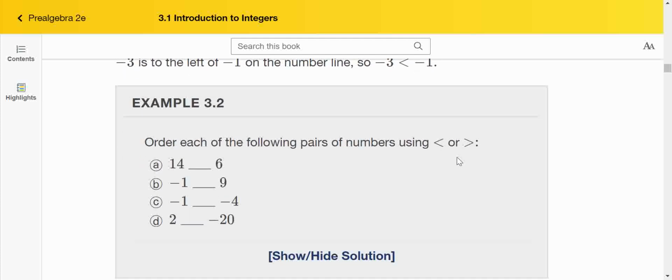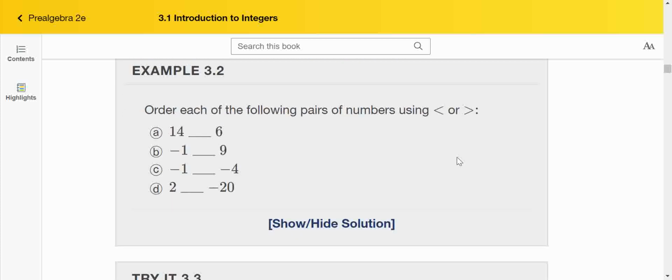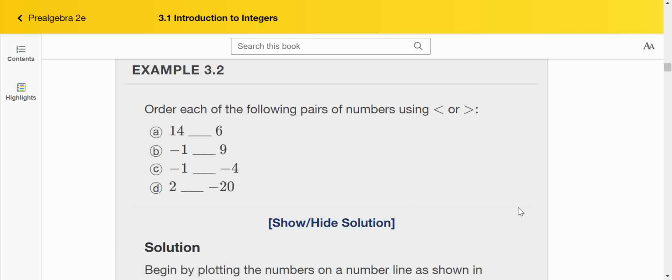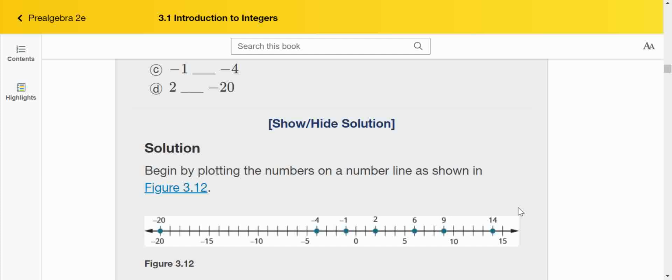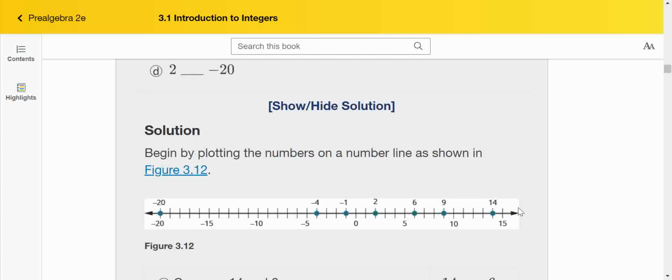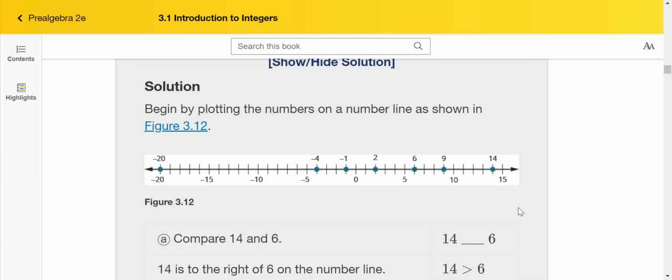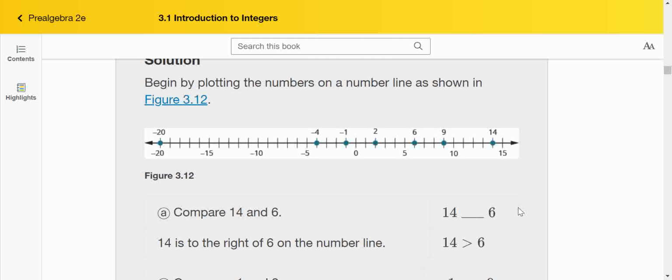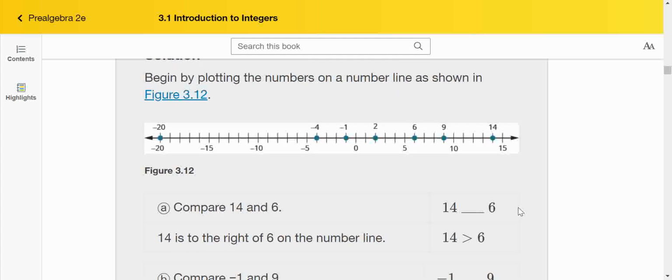And we have an example, 3.2. Order each of the following pairs of numbers using less than or greater than. Solution. Begin by plotting the numbers on a number line as shown in Figure 3.2. A. Compare 14 to 6. 14 is to the right of 6 on the number line, so we have 14 is greater than 6.